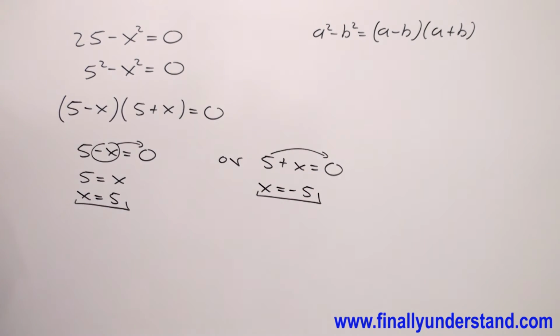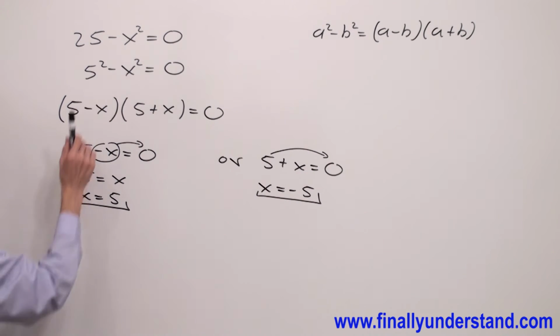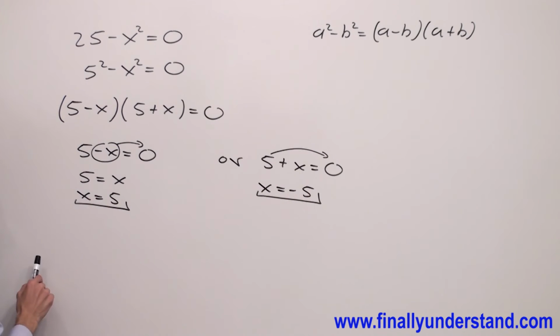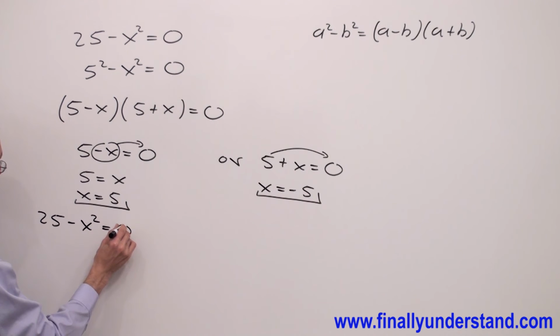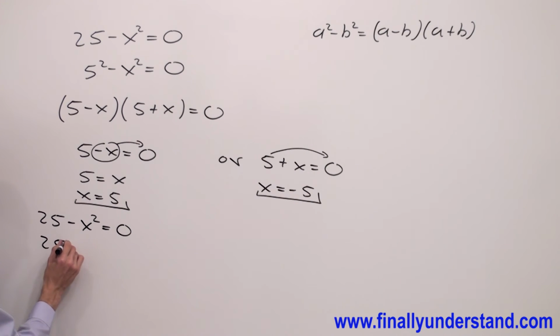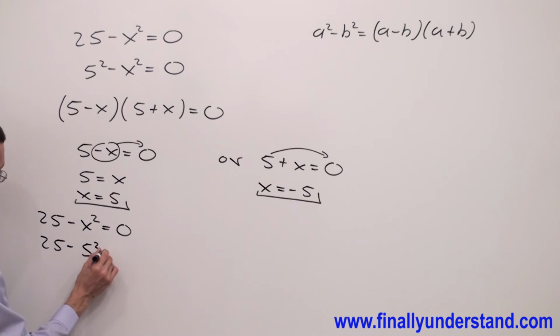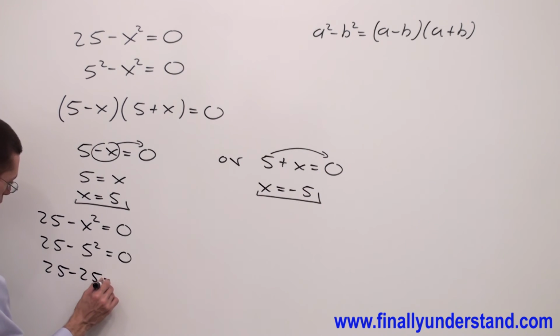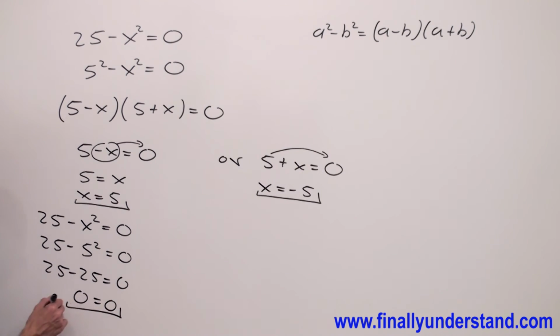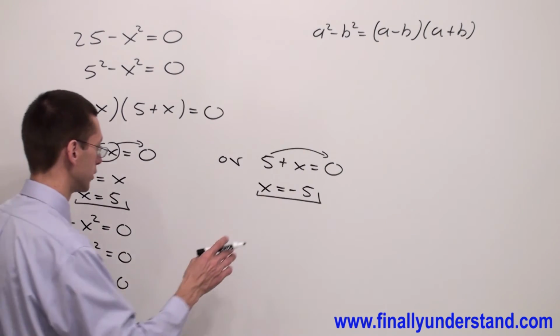In order to verify answers, you're supposed to replace this x by 5 and later on by negative 5. Copy down the original equation. We have 25 minus x squared is equal to 0. So I have 25 minus 5 to the second power is equal to 0. 25 minus 25 is equal to 0. So I have 0 is equal to 0. The left side of my equation is equal to the right side. This is the correct answer. Let's check this one.